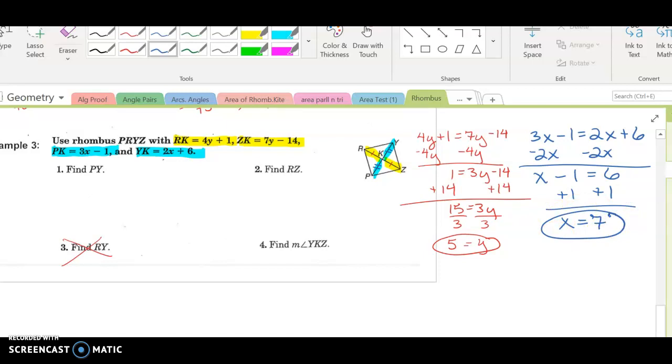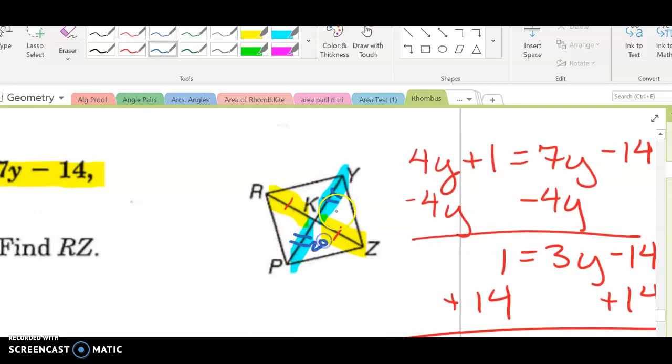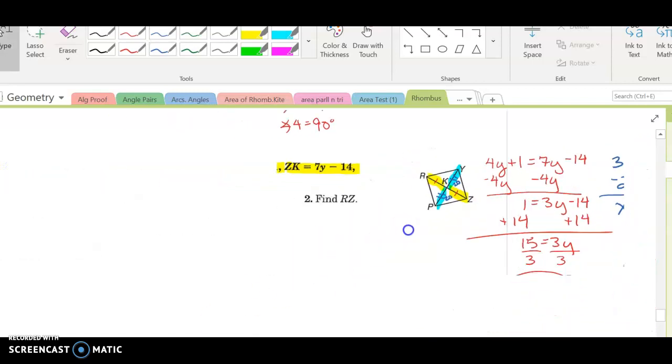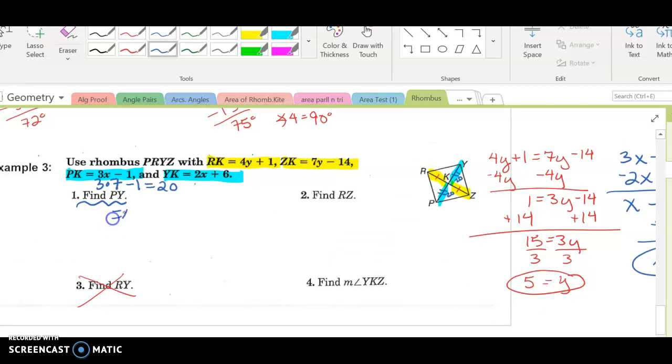So the first thing it asked me for in this problem is to find PY. So I know the two turquoise pieces, so if I plug in x is 7 into those, I should be able to figure out the whole. So this would be 3 times 7 for 3x minus 1, so that's 21 minus 1, which is 20. And then we know that these are congruent, so I really don't even have to plug it into the other one. They would automatically both be the same, they'd both be 20. So PY, the whole, one part's 20 and the other part's 20, the whole would be 40.